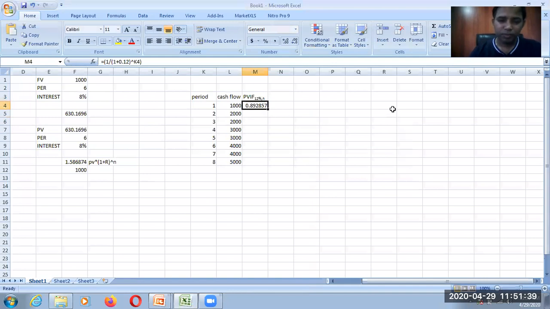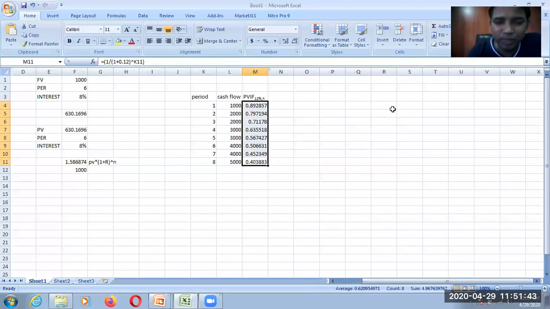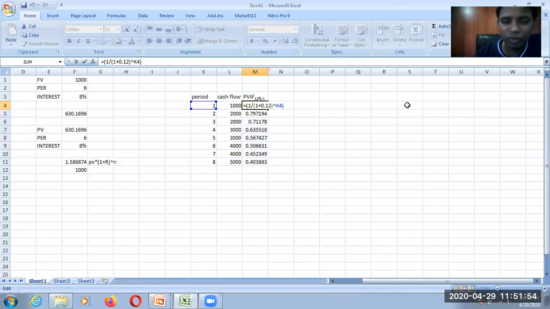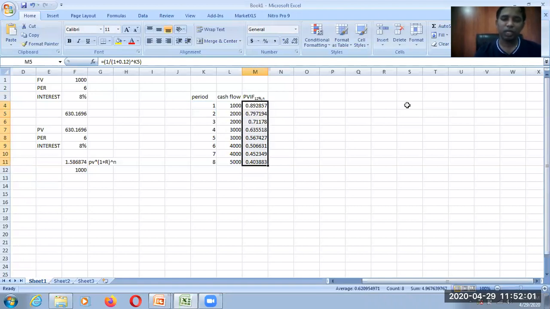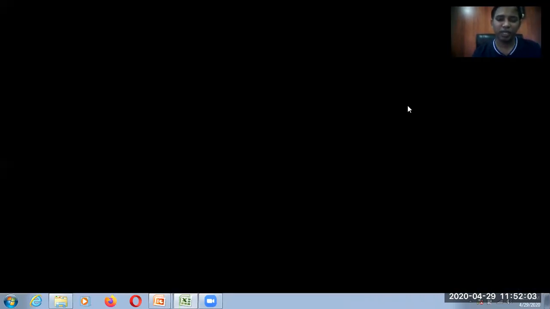Now if I want to solve it, because it is Excel, it becomes very easy for me to calculate. I do not need to put in the formula every time. I have simply given a reference here, and you can see it is a reference, K4. So when I move on to the second year, it becomes K5. So this is how I can calculate the present value interest factor.